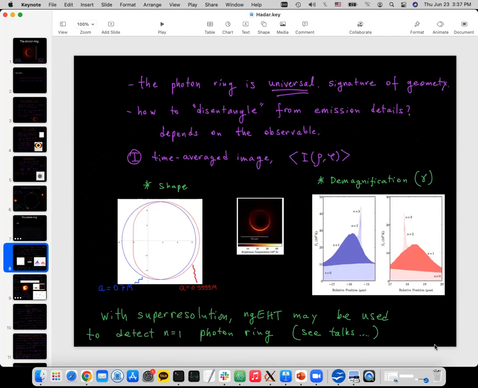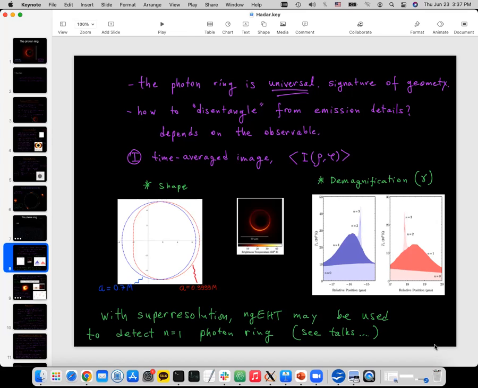So why is this photon ring interesting? Well, first of all, it's universal. It's largely independent of the details of the emission. For every emission, if it's optically thin, you will see higher and higher order images of it, and they will all be controlled in the same way in the limit of several half orbits. So it's a universal thing.